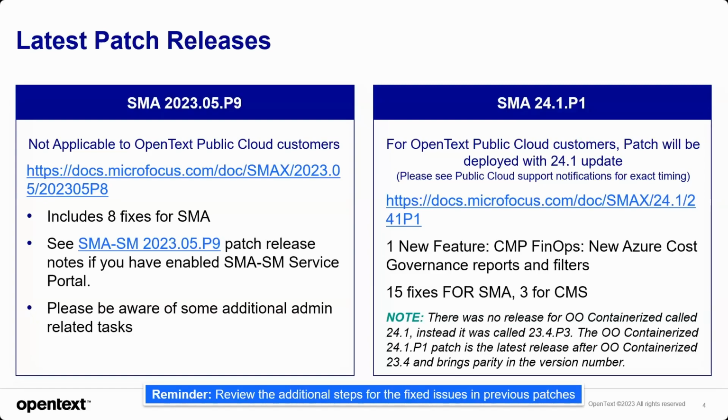So 24.1 came out in January, so there's a couple of patches of 23.4, and now we're up to P1 publicly available for 24.1 with a number of fixes and a new feature for those using our FinOps solution. So make sure to read all the patch notes. Always review previous patches just to be on the safe side, if you're jumping a few patches. Sometimes there may be a step that's needed for a suite administrator or for a tenant admin. All right, so that's patch releases.